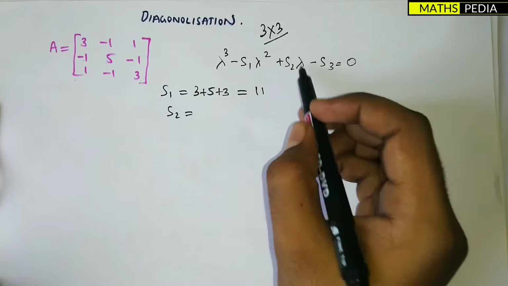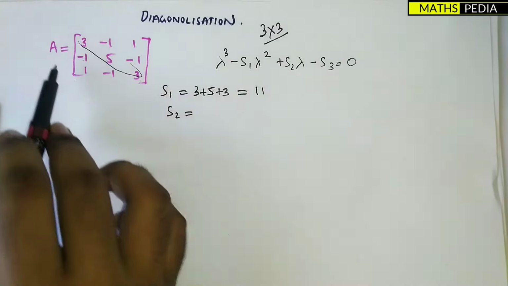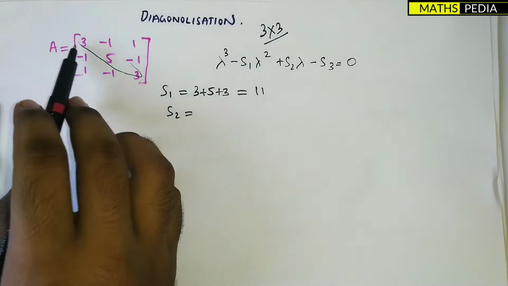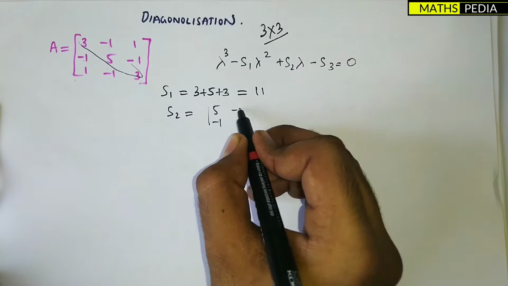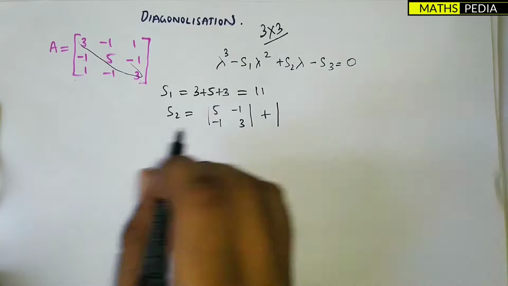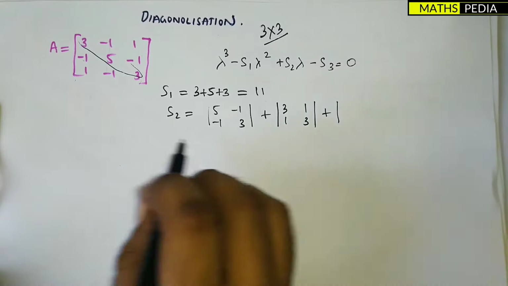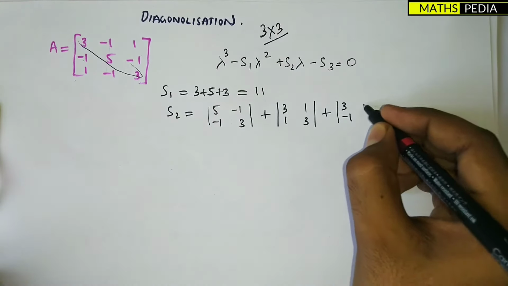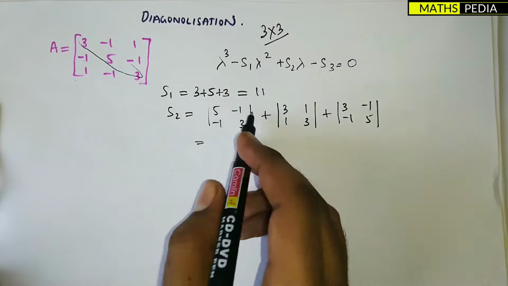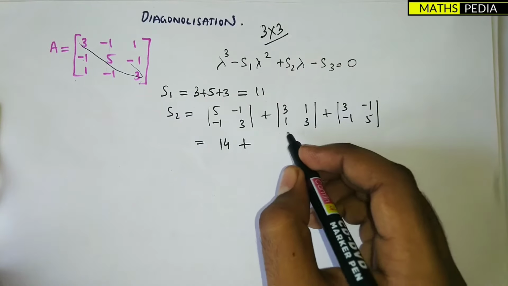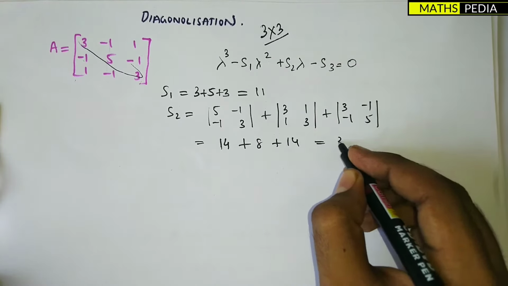S2 is nothing but the sum of the minors or the cofactors of the diagonal elements. So for each diagonal element you have to find the cofactor. For 3, what will be the cofactor? The determinant of this part, 5, minus 1, carefully you have to observe. Plus for the 5, 3, 1, 1, 3. For 3, it is 3, minus 1, minus 1, 5. Now you have to find the determinant. So 5 3s are 15, so this will be 14. Plus 3 3s are 9, 9 minus 1 is 8. This will be again 14. So after adding this, you will get 36.